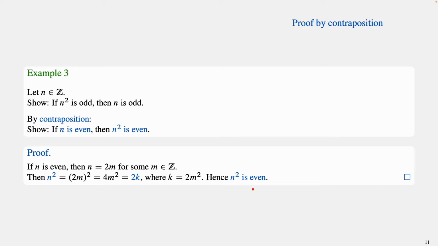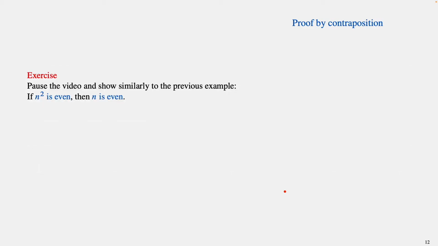And that was quite easy, wasn't it? And if you try to prove this directly, you will actually find it's a bit more complicated. So we should be glad we have the contraposition. Now it's your turn to do something. So pause the video for a few moments and show, similarly to the previous example, if n square is even, then n is even.